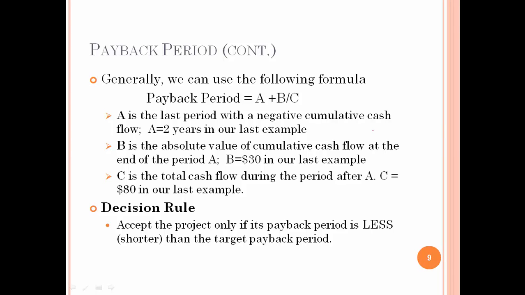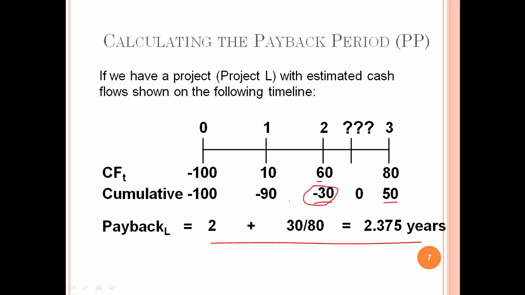A is the last period, or say last year, with a negative cumulative cash flow. So in our example, by end of year 2, this is when you have the last negative cumulative cash flow, because by end of year 3, it already turned positive. So in our example, A equals 2.